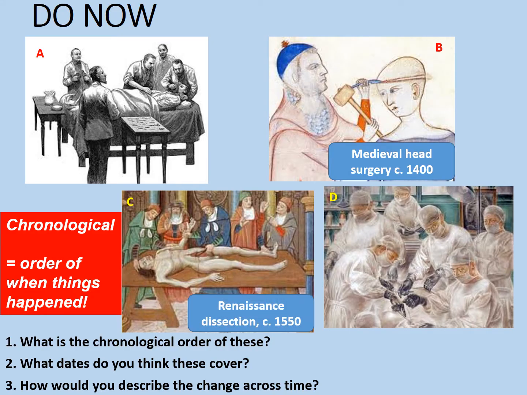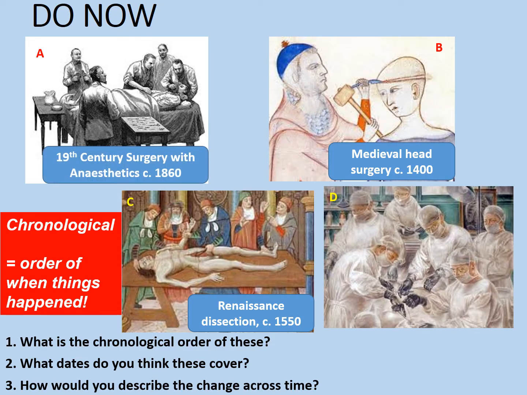Our next most distant is this one here, C. This is from the Renaissance period and it shows a dissection. That body is not being operated on, it is dead. That's from around 1550, although it could be a little bit earlier. Our next is A. This is 19th century surgery with anaesthetics. I've placed this at around 1860. However, it could be slightly later, it could be slightly earlier, although I would probably go with earlier.